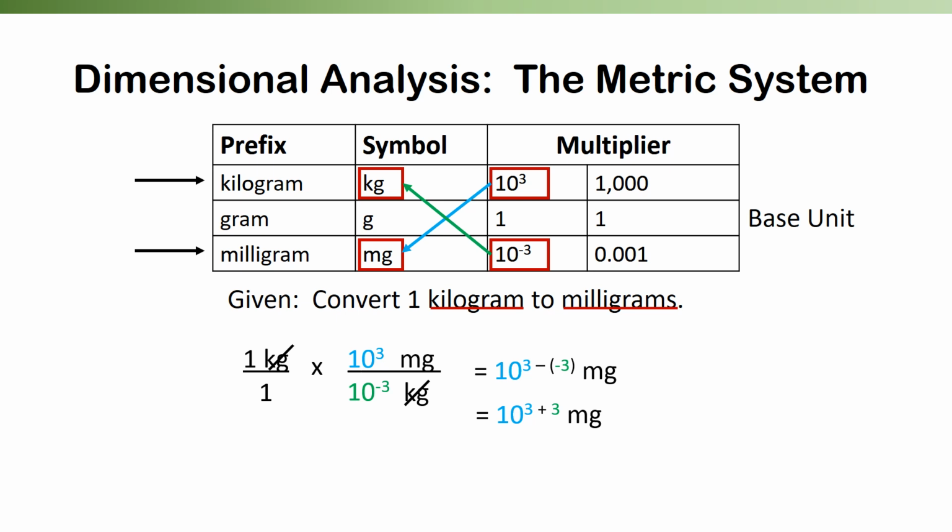All right, so 10 to the power of 3 plus 3 milligrams can be further tidied up by adding those 3's together, which gives us 10 to the 6 milligrams. And this is equal to 1 million milligrams, which is the same answer as we worked in the previous problem using the multipliers as numbers.